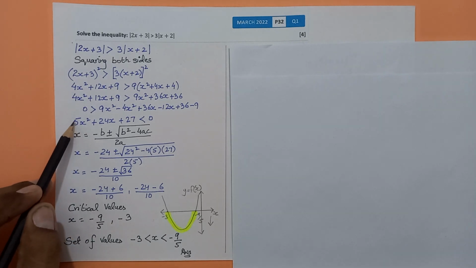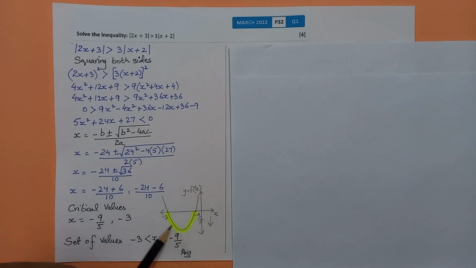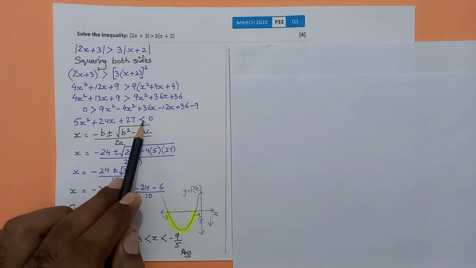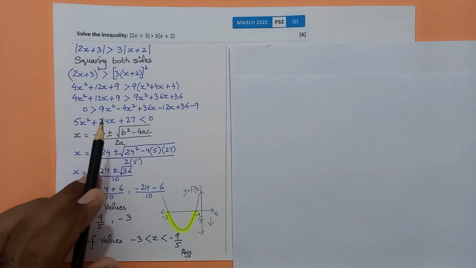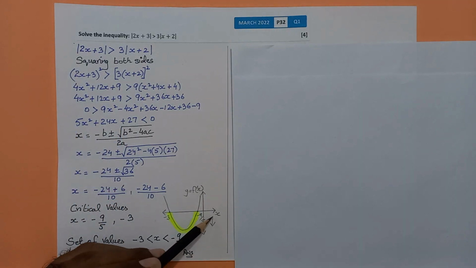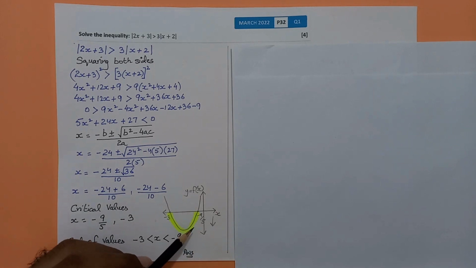x square is positive 5. So definitely, because it is positive, we will have a U-shaped graph. Secondly, the quadratic is less than 0. Less than 0 means negative. Negative means a negative value of y. So basically we need all the values of x which would definitely give a negative value of y.